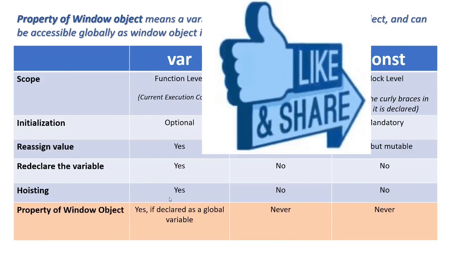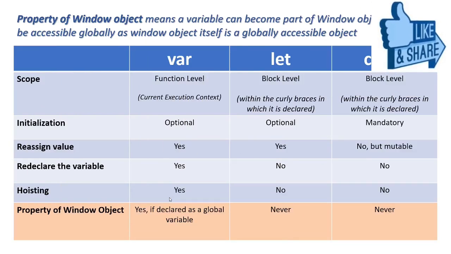Alright, that's it guys. So this is the difference between the three different variable keywords of JavaScript: var, let, and const. I hope you understand it well, and I hope the examples I showed you give you a better understanding.